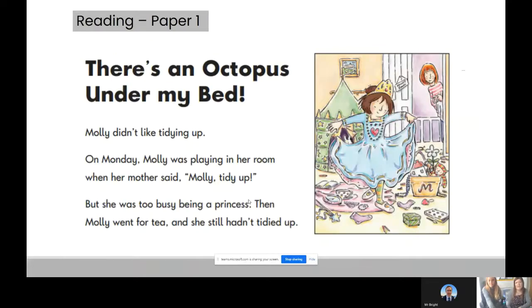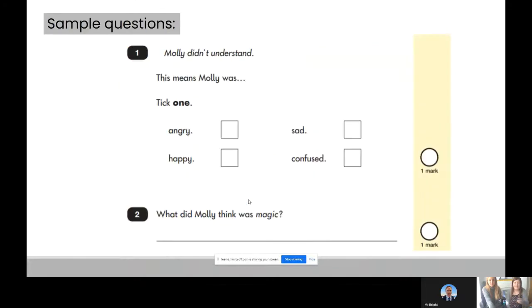Okay, so this is just a sample from reading paper 1. You can see there are short snippets of text, followed by some of those sample questions. In paper 1, there's a snippet of text and then some questions, and then they do the next piece of text. So the children feel like they can achieve that quite easily in terms of stamina, which is really good. Taking one of the questions there, what did Molly think was magic? We're encouraging them to think of that key word, magic, and then go back and skim and scan through the text to find that answer.